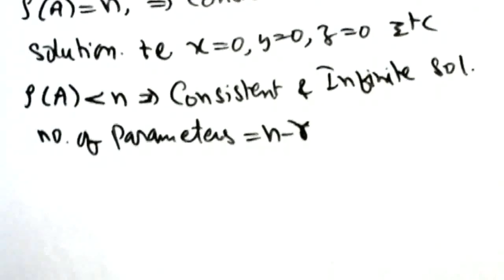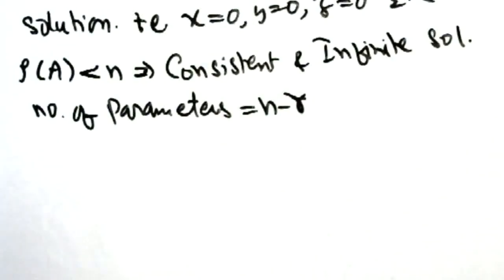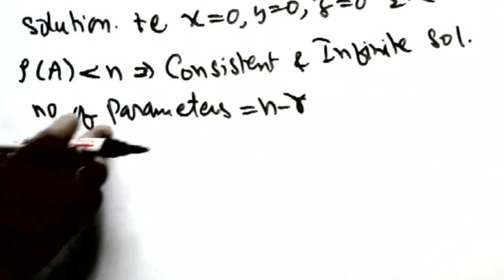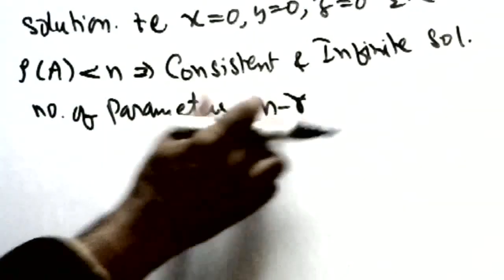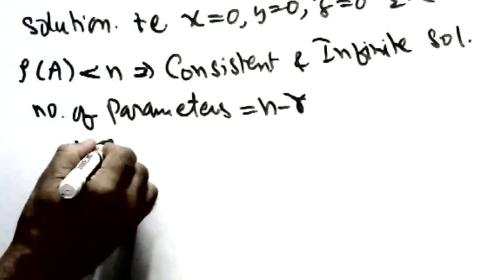Suppose the rank of A is less than n. Then we say that the system of equations is consistent and has infinite solutions. In infinite solutions, we have to take one of the values of x or y or z as a parameter. We take the parameter as k or k1 or k2, like that. To find the number of parameters, there is a formula: number of parameters equals n minus r.